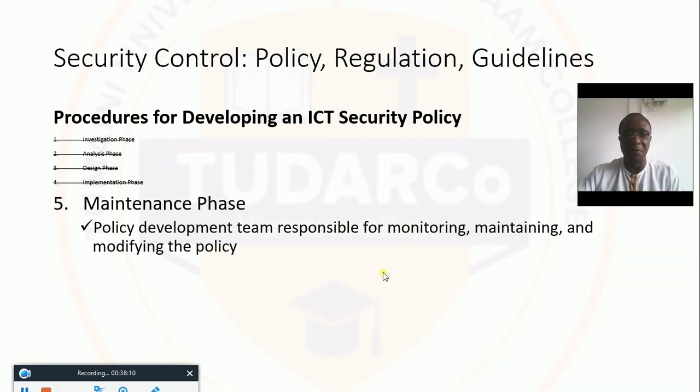You see, you maintain it over time, and when you maintain it, there should be somewhere in the policy document where you can sign that certain modifications or changes have been done on such and such a date, by somebody. You see, and someone signs in the policy document. All those things are done during the maintenance phase of the ICT security policy.